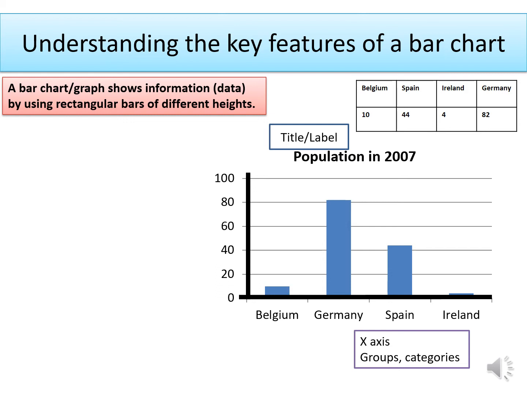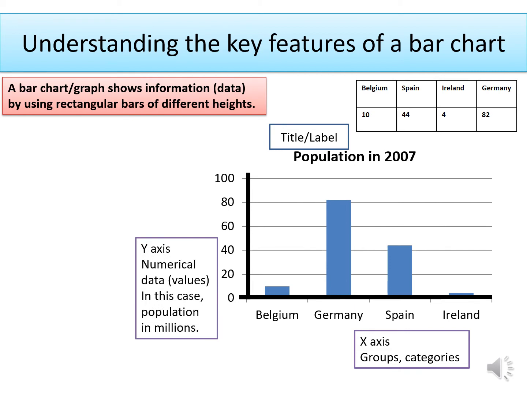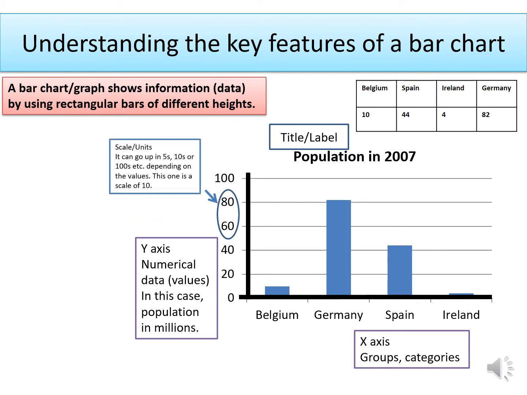For example, if we were talking about population change over time, there would be years instead of countries, so numerical data. The y-axis is usually numerical data, values. In this case, the number of population in millions. The numerical data is shown by scale. And the scale here is distributed in units of 20 because if we look at the y-axis, there is a difference of 20 between the numbers.